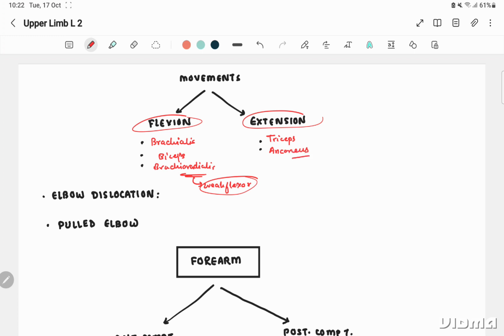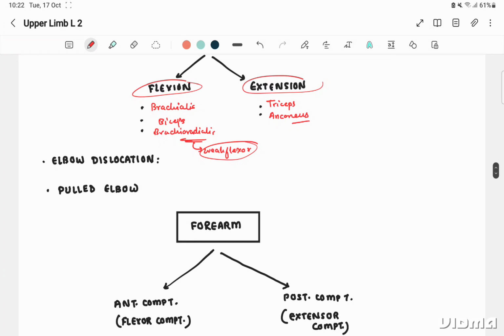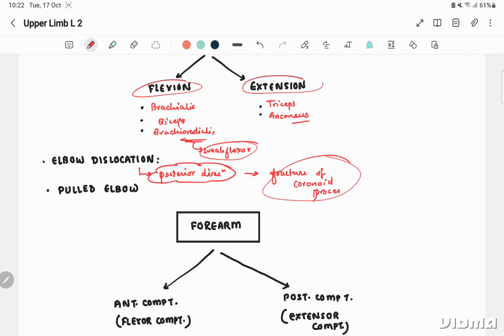Okay, then we have the elbow dislocation. In clinical anatomy, elbow dislocation most commonly occurs in the posterior direction, and is generally associated with the fracture of the coronoid process. If the coronoid process is fractured, then the elbow dislocates in the posterior direction because the force transmission is in that direction.